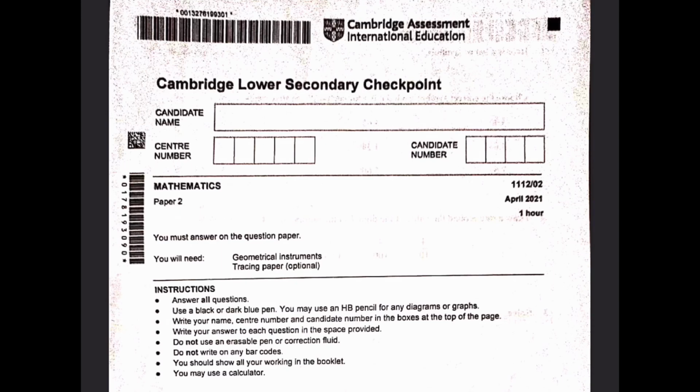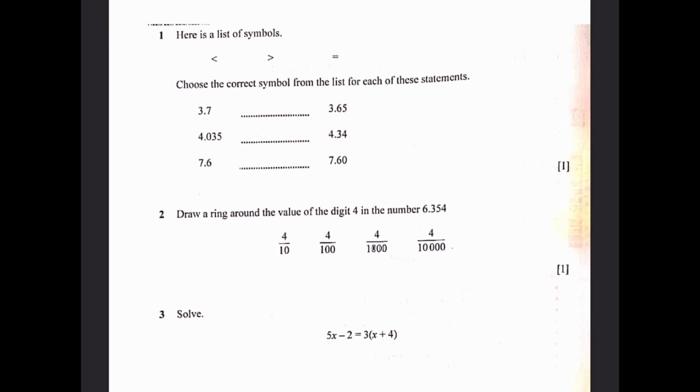This time we're going to be doing a Cambridge Lower Secondary Checkpoint Mathematics Paper 2, April 2021. We can use the calculator in this, and without further ado, let's start.